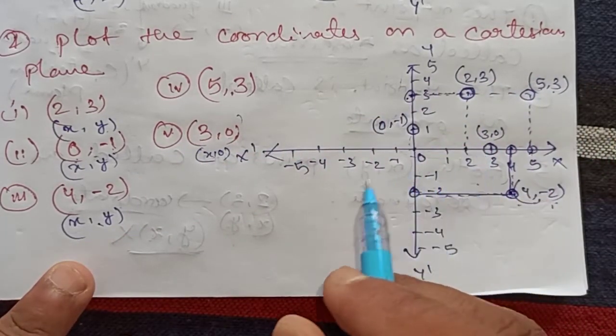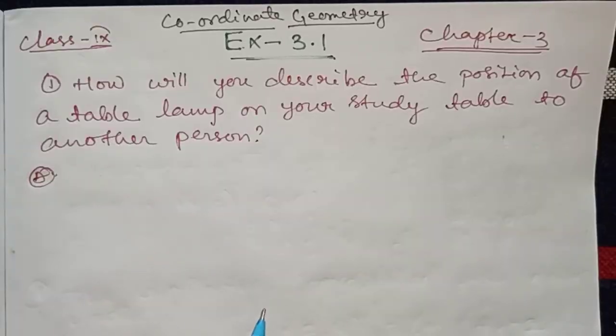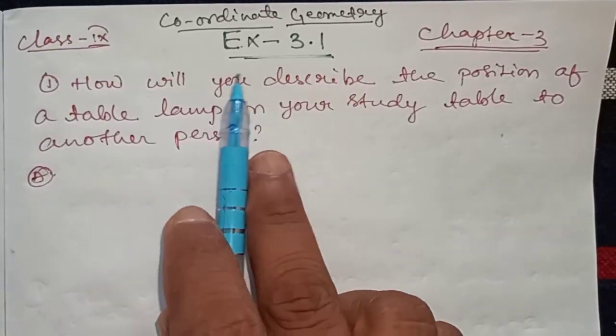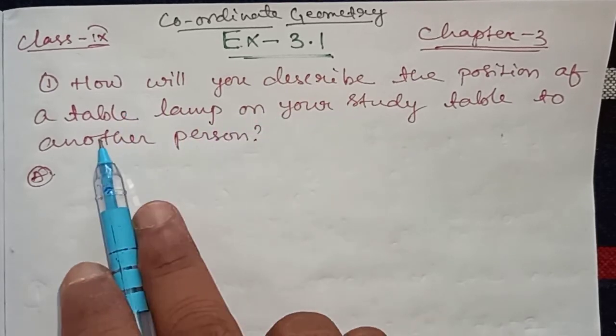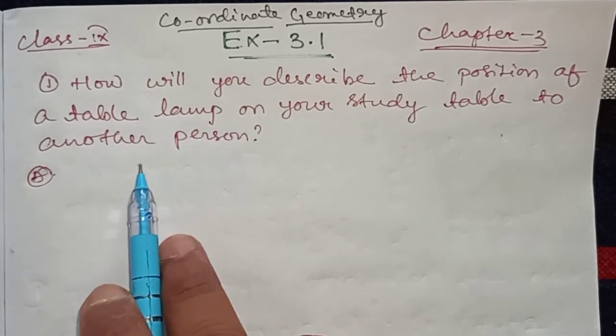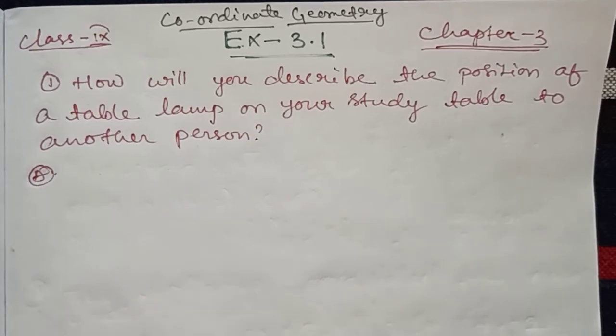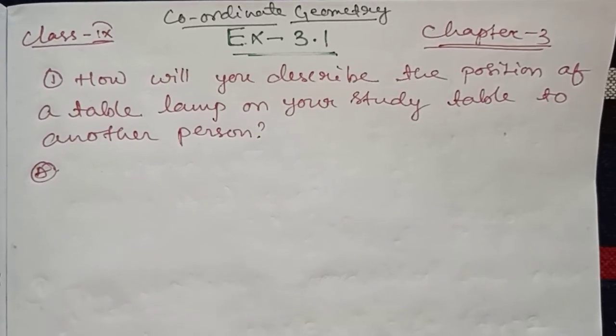Now we will start the exercise. Now we will solve the questions from the exercise. In exercise 3.1, the first question is: how will you describe the position of a table lamp on your study table to another person? You have to explain how you will tell the distance and the location of the table lamp on your study table.